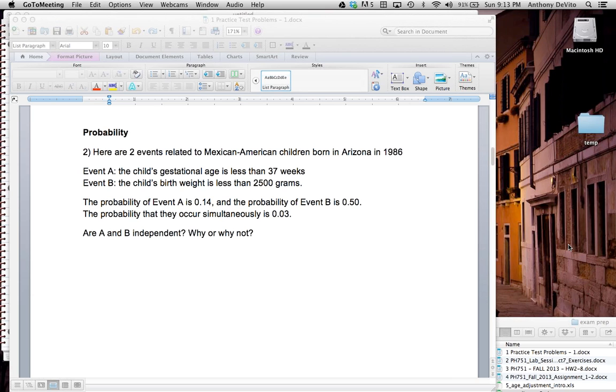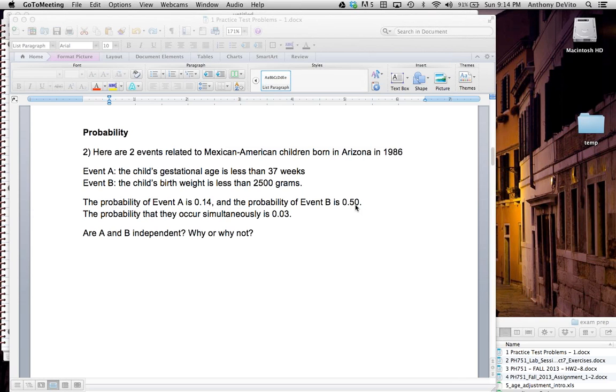insured? Well, we would multiply probability of one times the probability of the other. In other words, 0.7 times 0.7. If they're independent events, we just multiply it out, and the probability of both being insured would be 0.49. Okay, let's take a look at this. The probability of event A is 0.14.